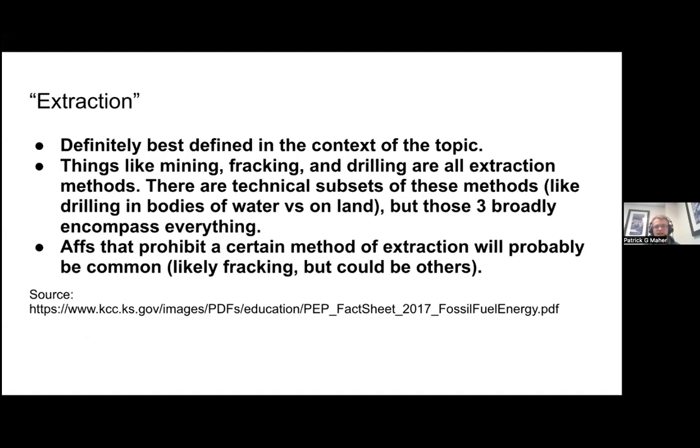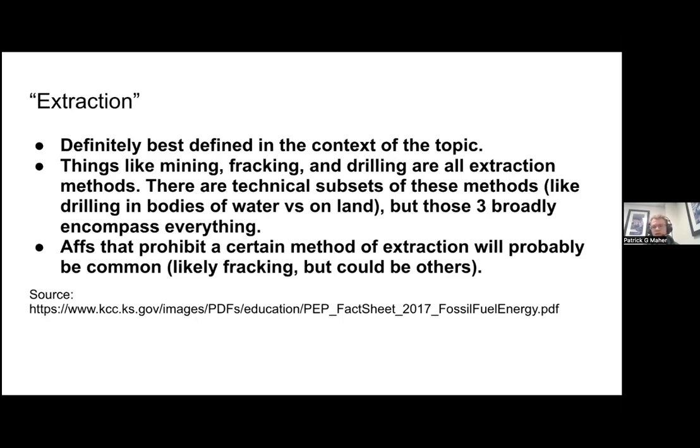There are technical subsets on all of these methods. Between mining, fracking, and drilling, all three are methods of extraction. But there are also different subsets on how things are mined, how things are drilled, and where fracking happens, all of those sorts of things. So those are very clear instances for specification. It's likely that we'll see AFs that prohibit a certain method of extraction.